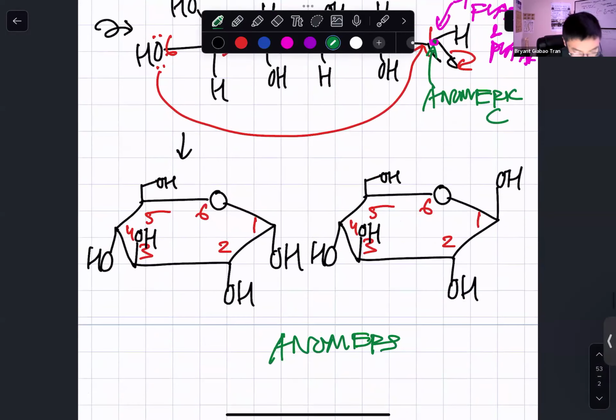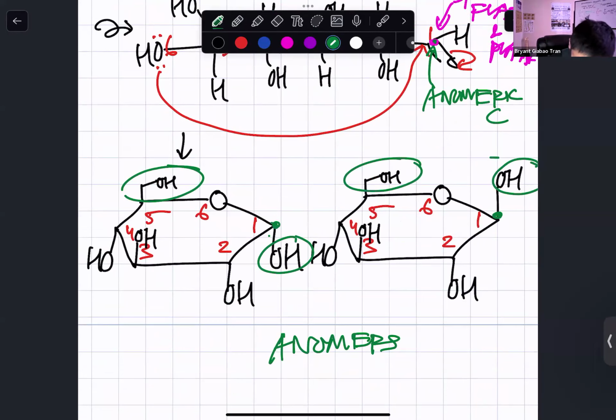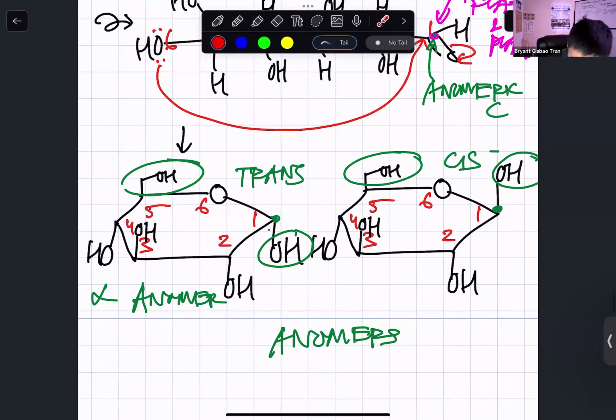To tell the difference between an alpha anomer and beta anomer, locate the anomeric carbon, which is that carbon 1 right there. Find the anomeric alcohol and the CH2OH on the other side of the ring. Anomeric alcohol, CH2OH on the other side of the ring. If they are trans to each other, right, like we see this anomeric alcohol is going down, the CH2OH is going up, then this is the alpha anomer. If they are cis to each other, where we see this anomeric alcohol is going up, this CH2OH is going up, this is the beta anomer. Right.